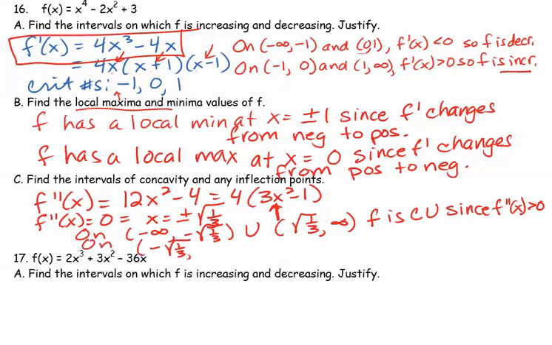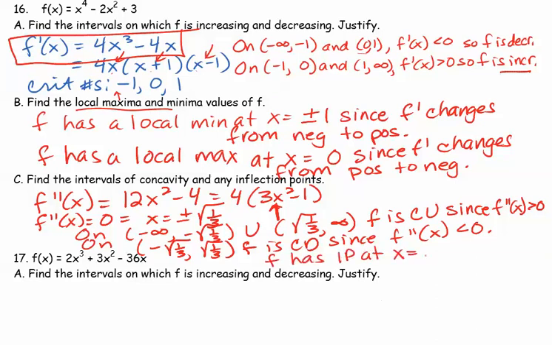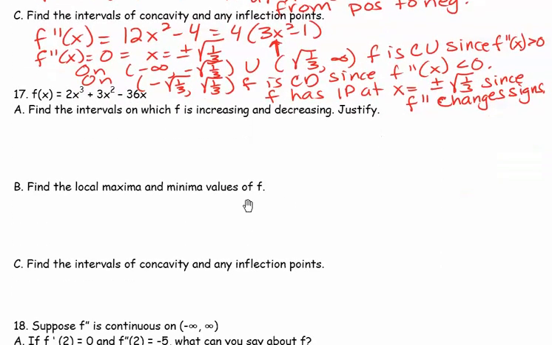I didn't leave you much space to write here, sorry. F is concave down, since f double prime of x is less than 0, and that means that we have inflection points. F has inflection points at x equals plus or minus the square root of 1/3, since f double prime changes signs, or you can say since concavity changes. Means the same thing.